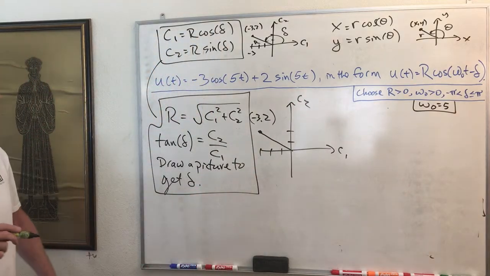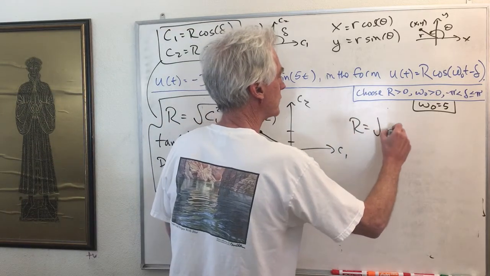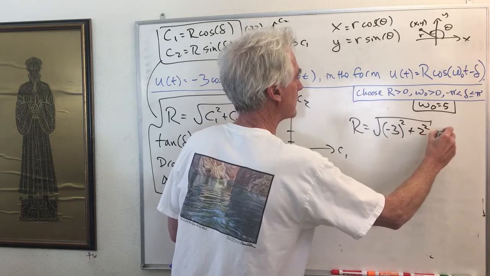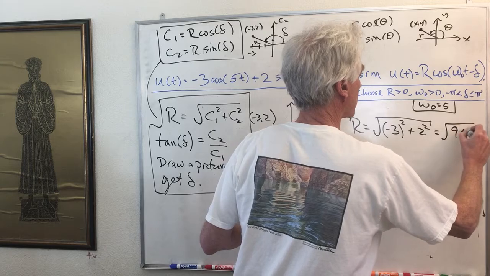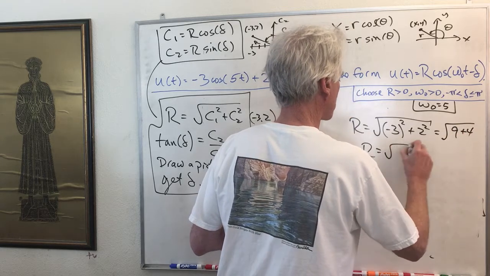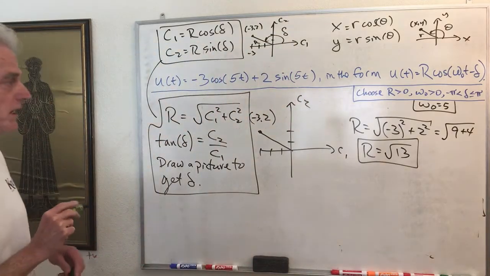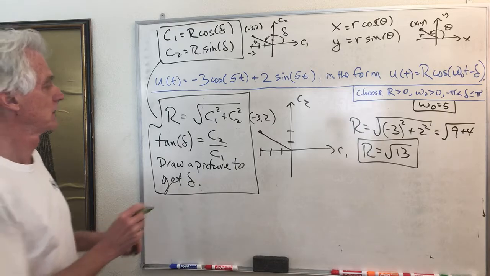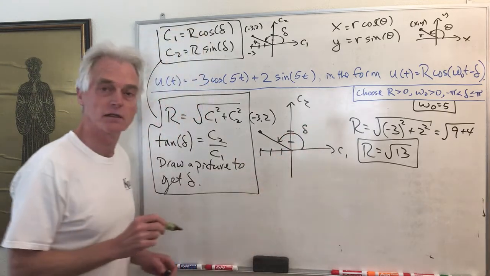Okay, the easy thing to do is R. R is square root of -3 squared plus 2 squared. So this is square root of 9 plus 4. R is square root of 13. Okay. Now what about delta? Again, delta is this angle here.